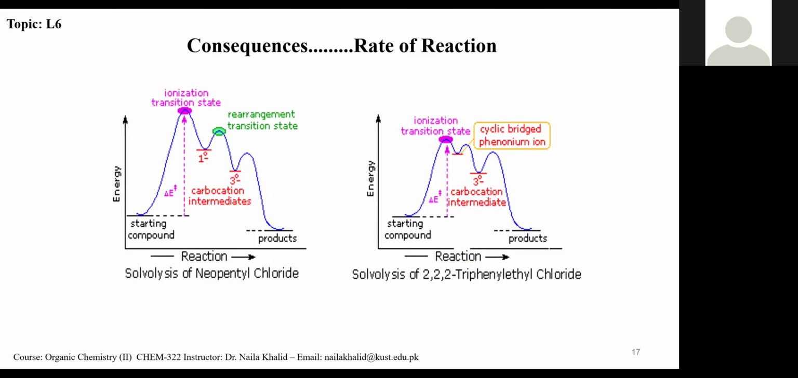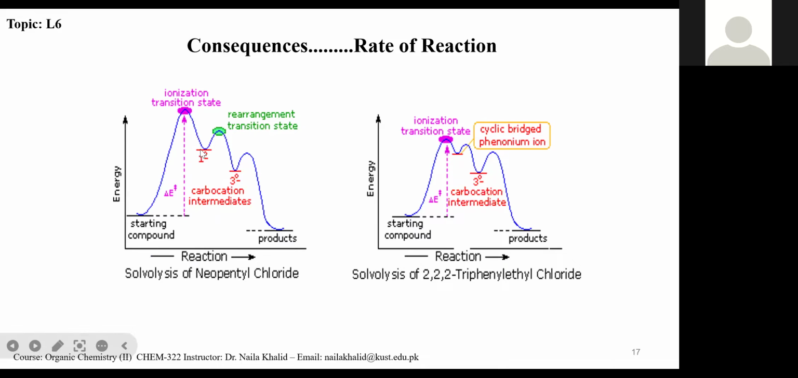How is the rate of reaction increased when there is neighboring group participation? This can be explained by this diagram. Here is the solvolysis of neopentyl chloride, where there is no neighboring group. So the activation energy barrier is very high.